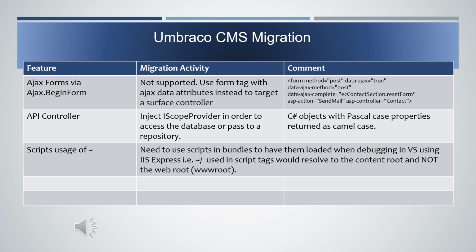Ajax forms had to be re-implemented using the form tag Ajax attributes. API controllers have the scope provider injected in order to pass it on to the repos accessing the database. All script tags using the tilde lead were added to some bundle in order to be resolved in Visual Studio debug mode using IIS Express. If this was not done, IIS Express expects to find them in the content route instead of the web route.